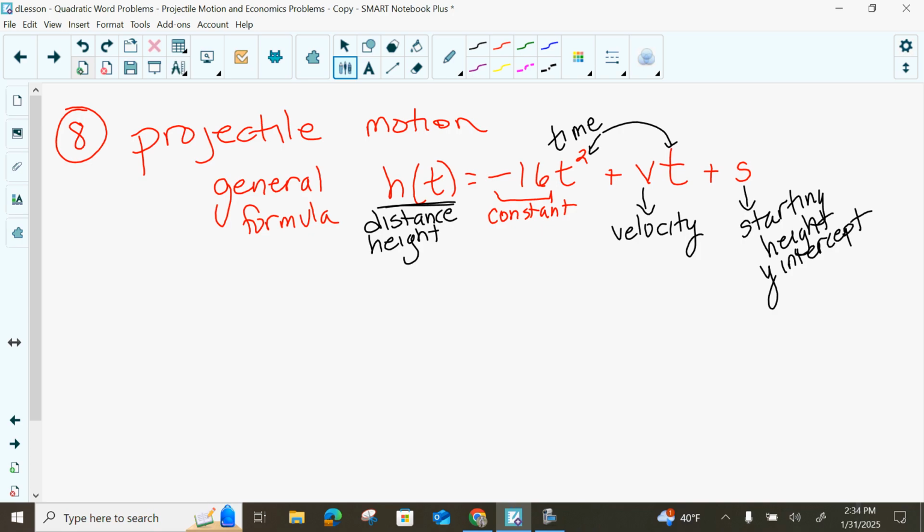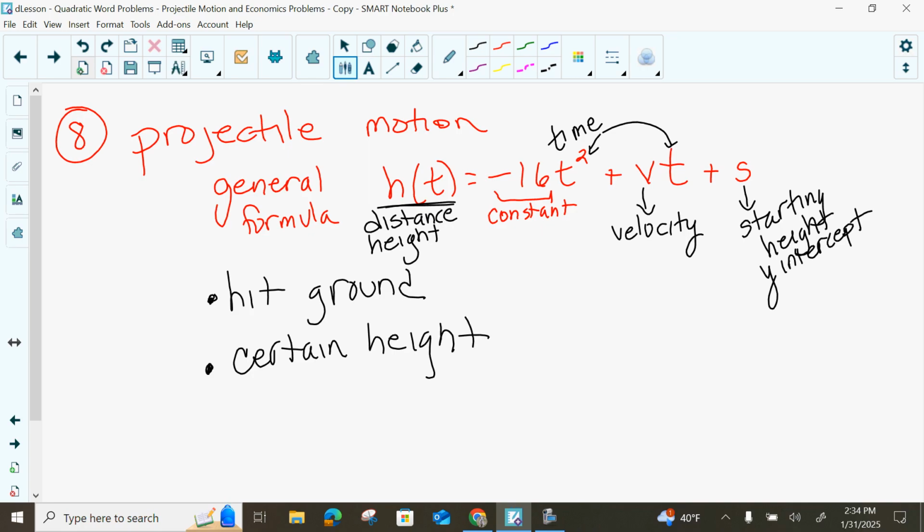All right, so we're going to do a couple of things on this one, right? So we're going to have little bullets on this one. We're going to ask when it hits the ground, when you're at a certain height, and what's the maximum height, and when does it happen? So we're going to do 3 things in that one. So you have to know what to do in each part.